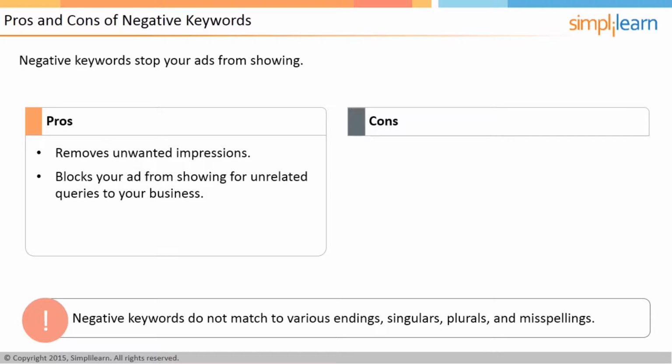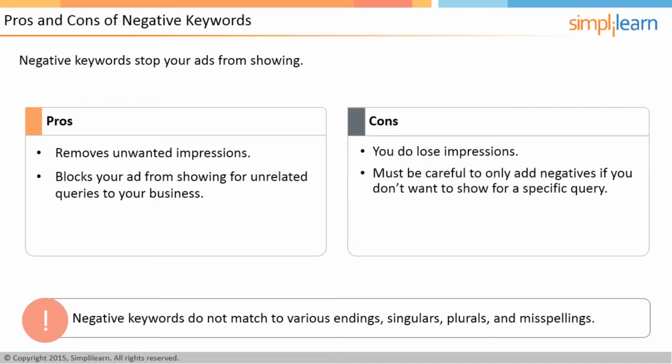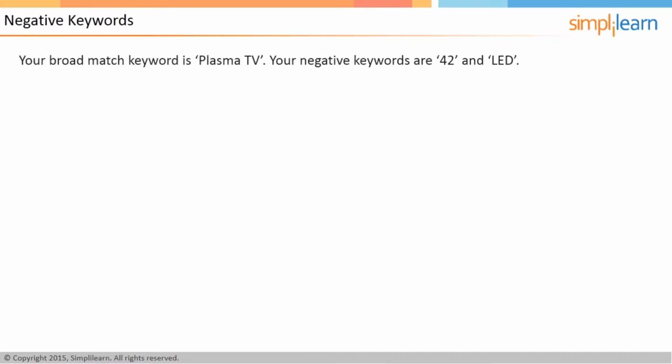So the con of using negatives is you do lose impressions. So you've got to be careful to only add negatives that you really don't want to show for. Let's walk through an example. Let's say that you've got the broad match keyword plasma TV, and in that ad group, your negative keywords are 42 and LED. So the question is, will your ad show for these queries?